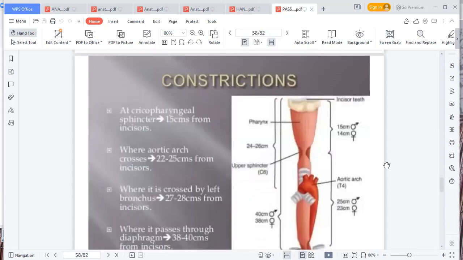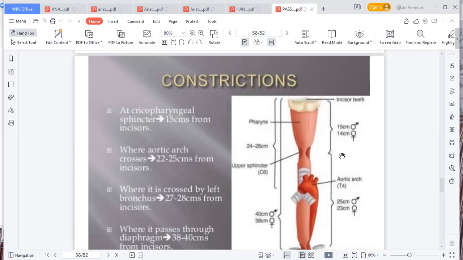Constrictions of the esophagus, very important. The first one is at what you call the cricopharyngeal sphincter. This is where the cricoid cartilage is. So, no, not the cricoid cartilage, but the pharynx. That is the first constriction. The second constriction is on the aortic arch. The first one is there, on the upper sphincter, the cricopharyngeal sphincter, which is here.